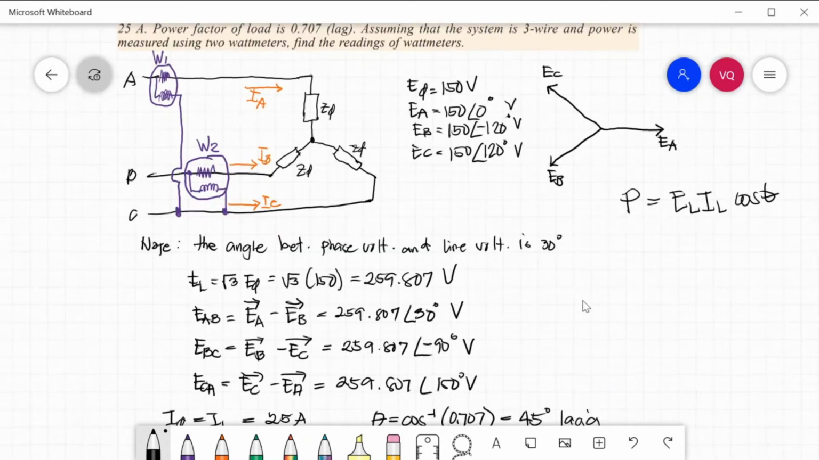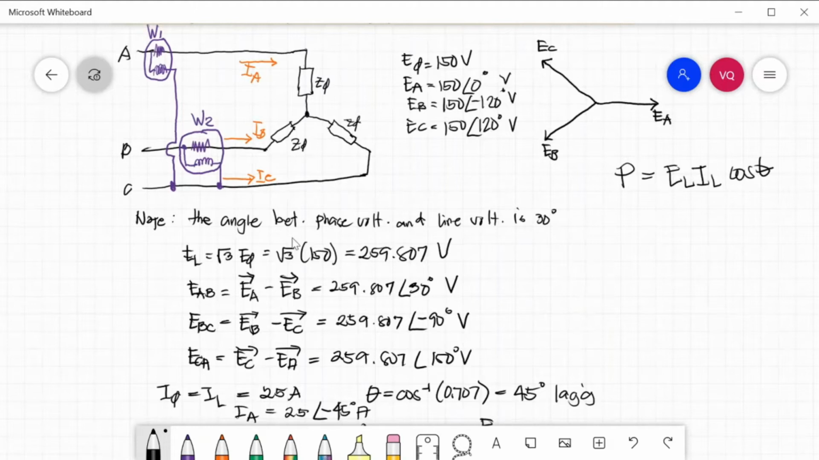So, I already discussed in our previous videos that the angle between the phase voltage and line voltage is 30 degrees. The line voltage is equal to square root of 3 multiplied by E phase, that is square root of 3 times 150, equal to 259.807 volts. And the line voltage EAB equals EA plus the negation of EB, that is equal to 259.807 angle 30. So you just substitute here the value of EA, which is 150 angle 0, minus EB, that is 150 angle negative 120 degrees volts.